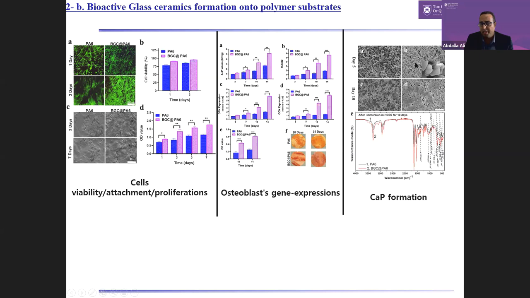for 5 and 10 days. As we can see, once the bioactive glass starts to release calcium phosphate, it accelerates early bone formation, which we can see here, accelerating the calcium phosphate compared to the neat electrospun scaffold.